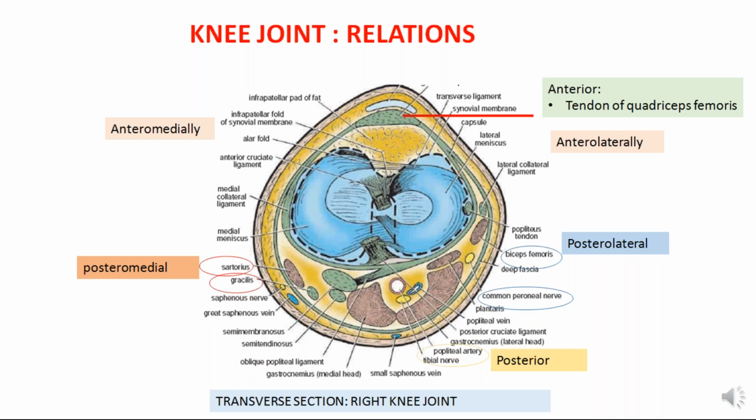Posterolateral relation would be the biceps femoris and common peroneal nerve. Posteromedial relation would be the muscles over the posteromedial aspect. These are the sartorius and gracilis. The posterior relation would then be the popliteal vessels, popliteal artery and popliteal vein, and the tibial nerve, and the lymph nodes lying on the oblique popliteal ligament. These are the relations of the knee joint.